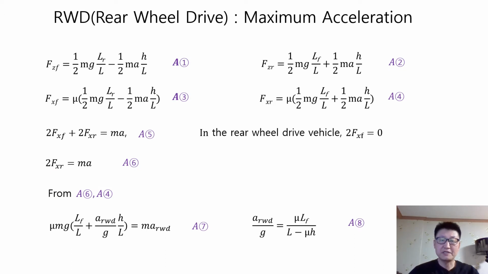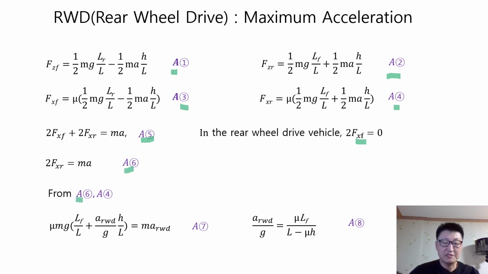All the discussions so far are about the all-wheel drive vehicle. In this video, I will explain the single-wheel drive vehicle. Let's think about the rear-wheel drive vehicle first. Governing equations are the same as those of the all-wheel drive vehicle, equations A1, A2, A3, and A4. And from Newton's law, we have equation A5. In the rear-wheel drive vehicle, 2F_xf is equal to 0. Then we obtain equation A6.